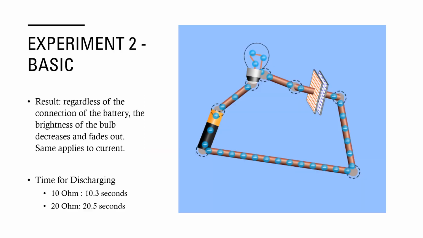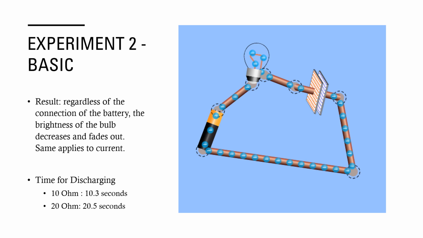Experiment 2, which used a different model, showed that regardless of the connection of the battery, the brightness of the bulb decreases from the brightest state and fades out, and the same also applies to current, which decreases from its maximal value. The time for discharging took 10.3 seconds for 10 ohm and 20.5 seconds for 20 ohm.